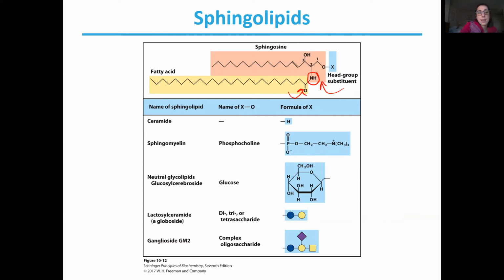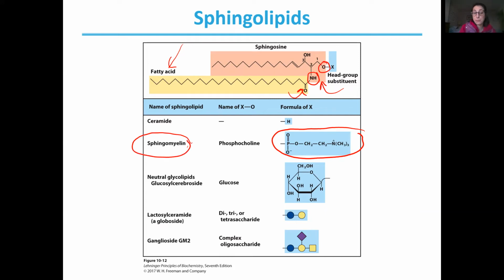Now, you can also see that at the end of our sphingosine, where we have this O group, is where we attach our head group substituent. A very basic sphingolipid that just has a hydrogen as its head group is called a ceramide. And again, these ceramides we can always change based on what fatty acid is attached to it, but the general name for them is a ceramide. You can also attach to this head group a piece like a phosphocholine. So putting a phosphate group and choline group onto that whole end of a sphingosine gives you a special type of sphingolipid called sphingomyelin.